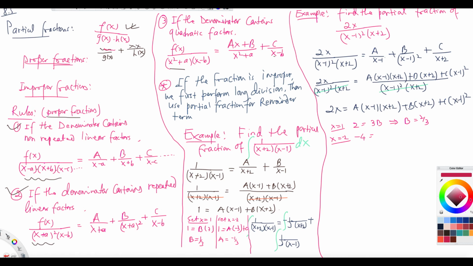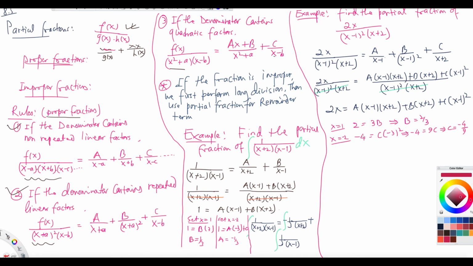This will be 0. That will be what? c times (-3) squared, because x is -2. -2 minus 1 is -3, squared. Right? What do you get then? Then you get -4. This implies -4 equals what? 9c, because (-3) squared is positive 9, so 9c. So this implies c equals what? c equals -4/9. That's what I got.